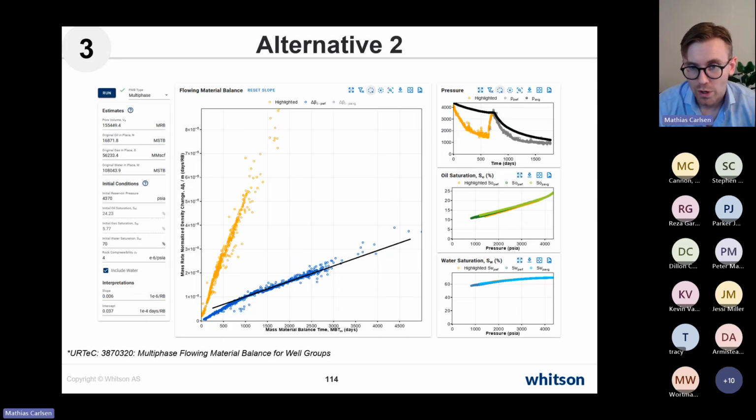Alternative 2 would be to create the pseudo well of all of them. And you see the highlighted portion of the data. That's when it was only one of the wells there, and then the other one is basically when there is more.